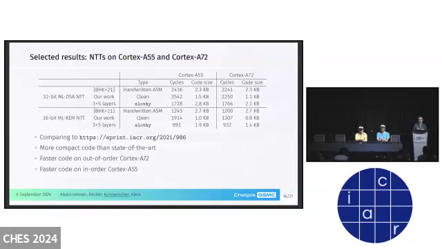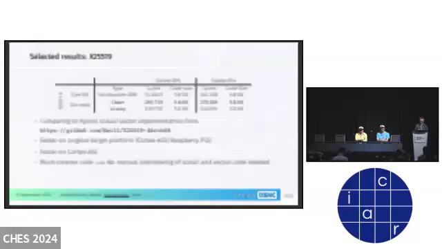And in some cases, it's a little bit more compact. We also looked at in-order cores, where the A55 is an in-order core, and there this becomes very useful to model, to use Slothy to optimize code.